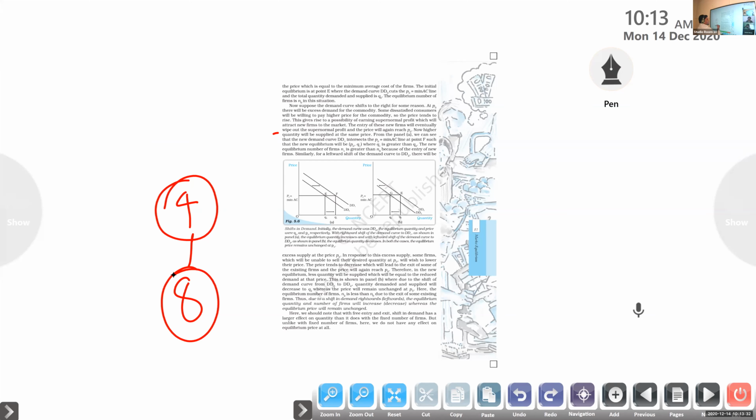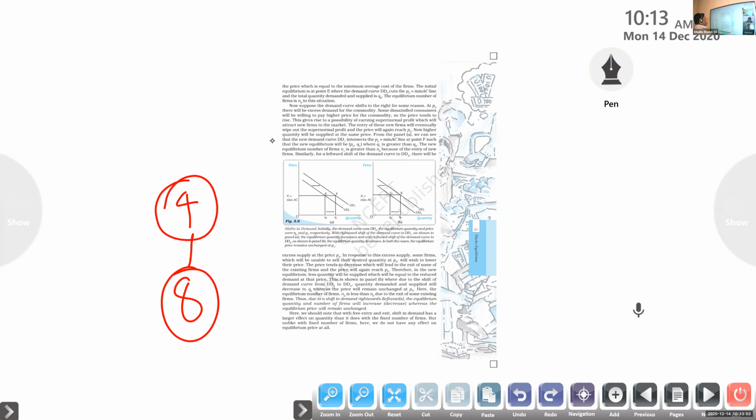So this gives us the possibility of earning supernormal profit, which will attract new firms to the market. The entry of these new firms will eventually wipe out the supernormal profit, and the price will again reach P0. So instead of 4 firms, the number of firms increased to 8, doubled. With the number of firms increasing, they are ready to supply more. If supply increases, definitely the price will fall. The increased price will again go back to the initial stage. Yes or no? Okay, that's it.